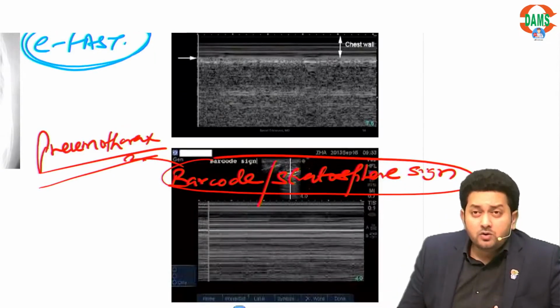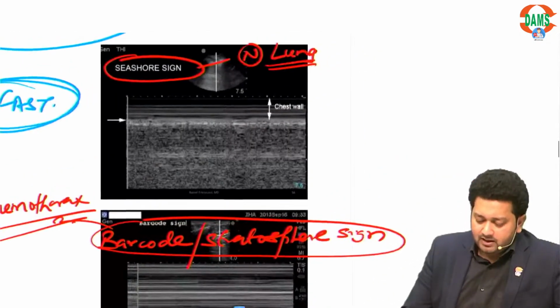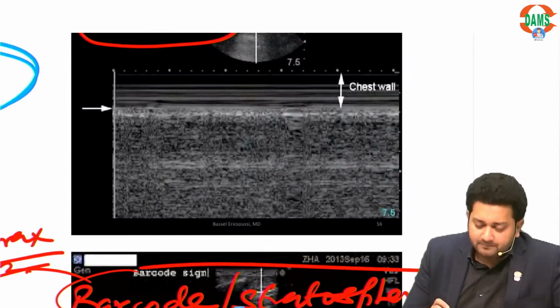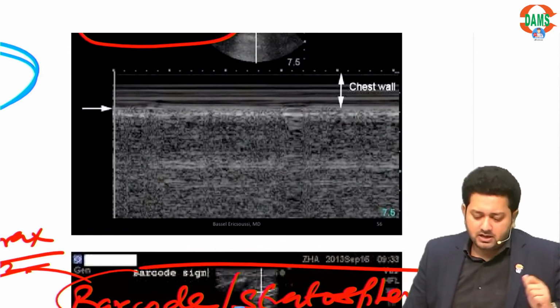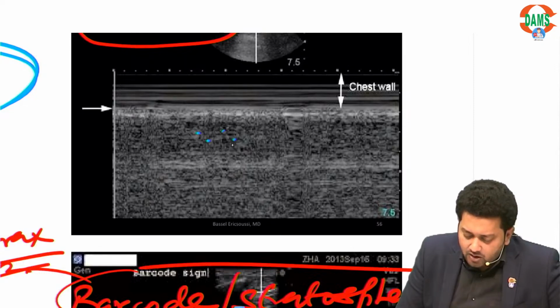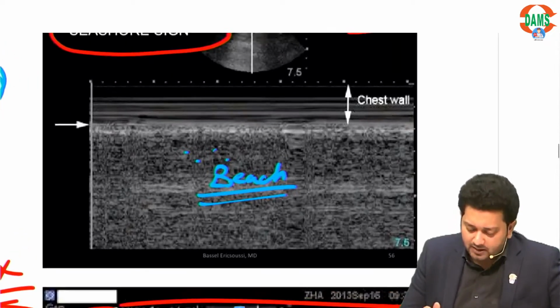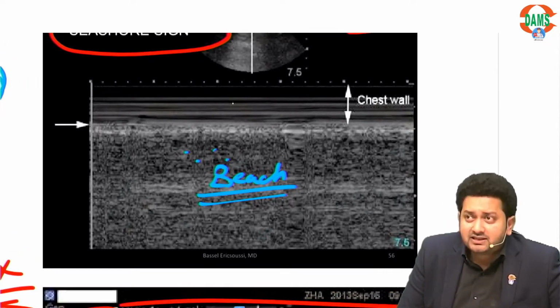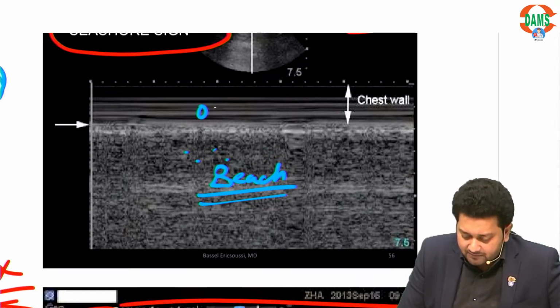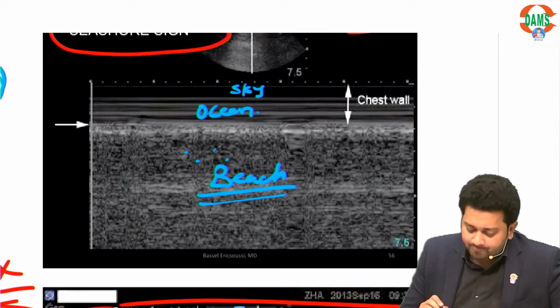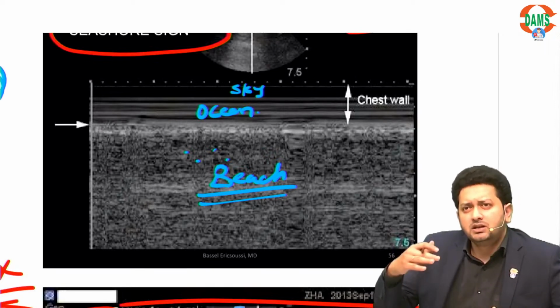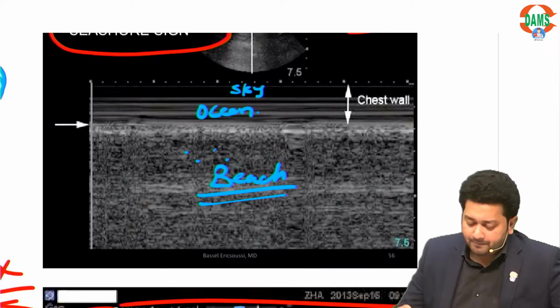Okay, now how will you differentiate these two? Let me tell you, just imagine this, dot dot dot, it's like sand. So just imagine it as a beach. This is a beach, suppose. These are the ocean waves. And suppose this black thing is sky. So there is a beach, there is ocean, the waves of the ocean, and there is sky.